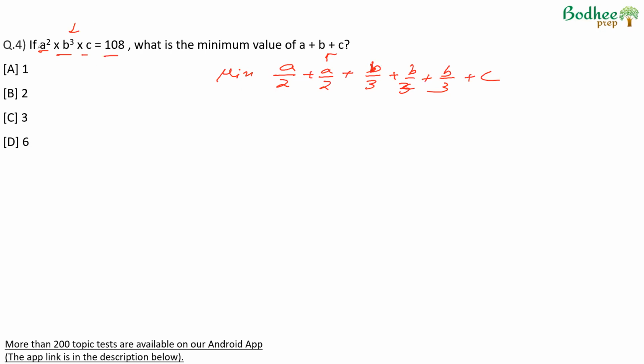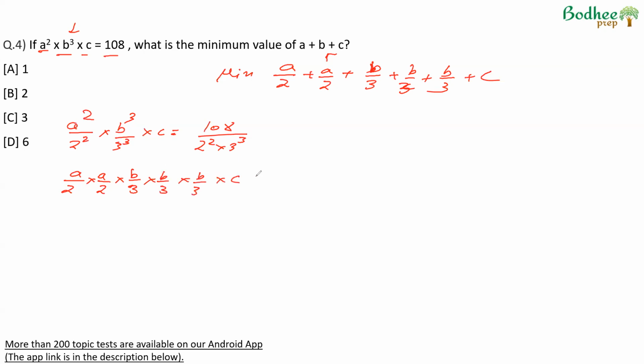So we need a by 2 and b by 3 here. So what we do is we divide a by 2 square, we divide b by 3 cube. The same will happen on the right hand side, 108 upon 2 square into 3 cube. So this becomes a by 2 into a by 2 into b by 3 into b by 3 into b by 3 into c will be equal to 108 upon 4 is 27. 27 upon 27 will become 1. And therefore this becomes equal to 1.